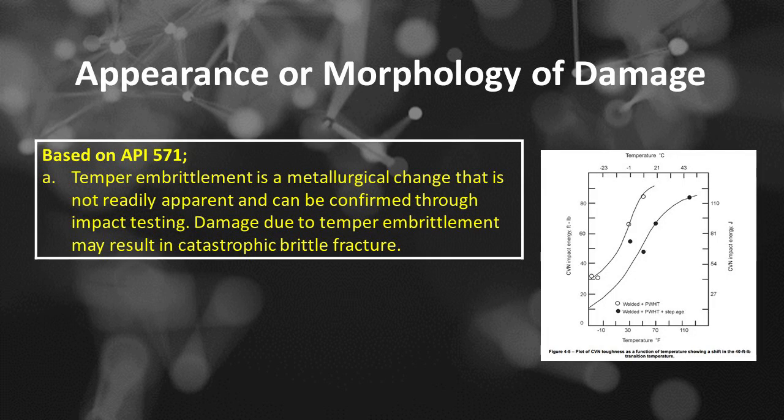Appearance or morphology of temper embrittlement damage mechanisms, based on API 571. The first is temper embrittlement is a metallurgical change that is not readily apparent and can be confirmed through impact testing. Damage due to temper embrittlement may result in catastrophic brittle fracture.